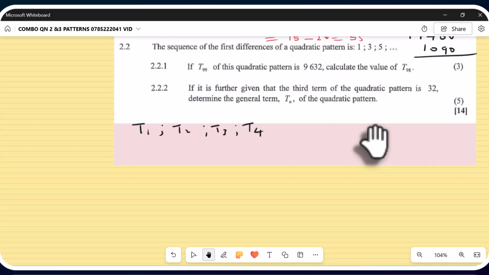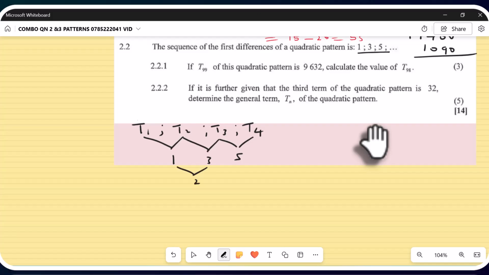Okay, so they mean that when I say T2 minus T1, I'm going to get a 1 here. When I say T3 minus T2, I'm going to get a 3 here. And when I say T4 minus T3, I'm going to get a 5 here. Now, being quadratic, I can go ahead to say 3 minus 1, I get a 2 here. What about 5 minus 3? I also get a 2 here. So this 2 is my second constant difference, okay?